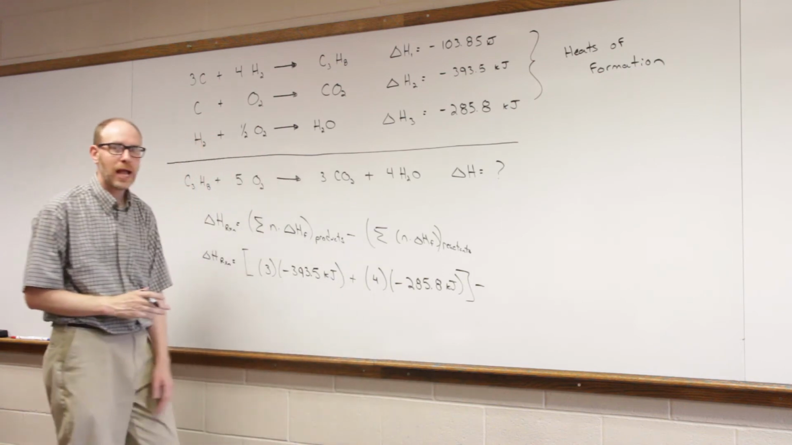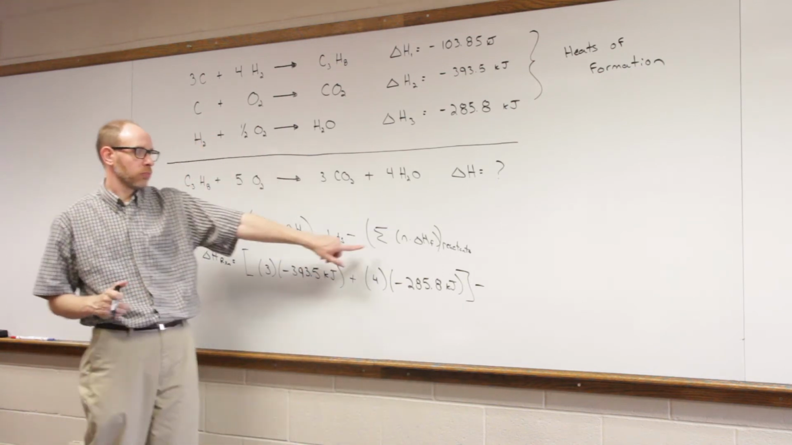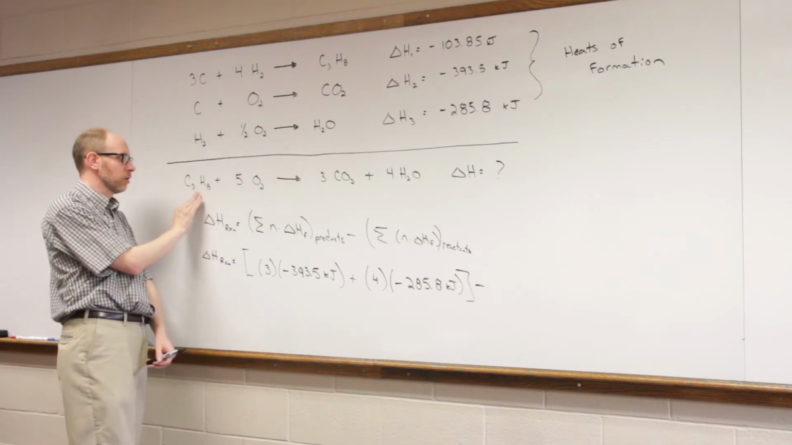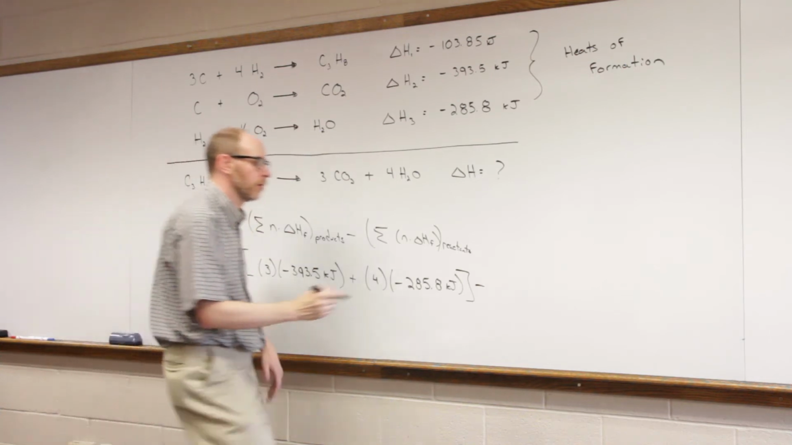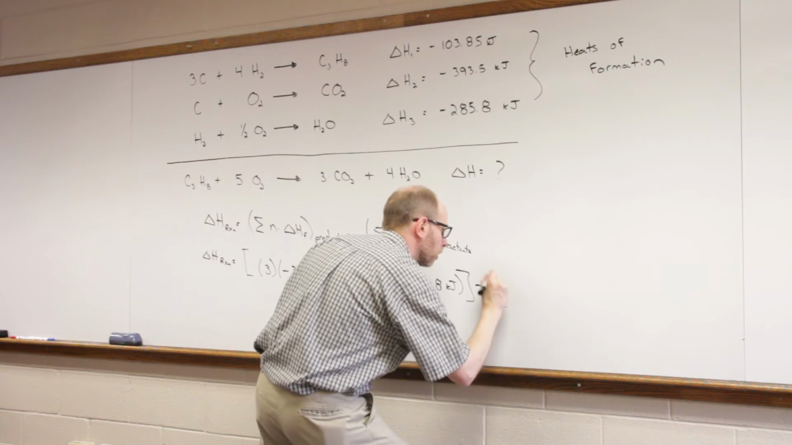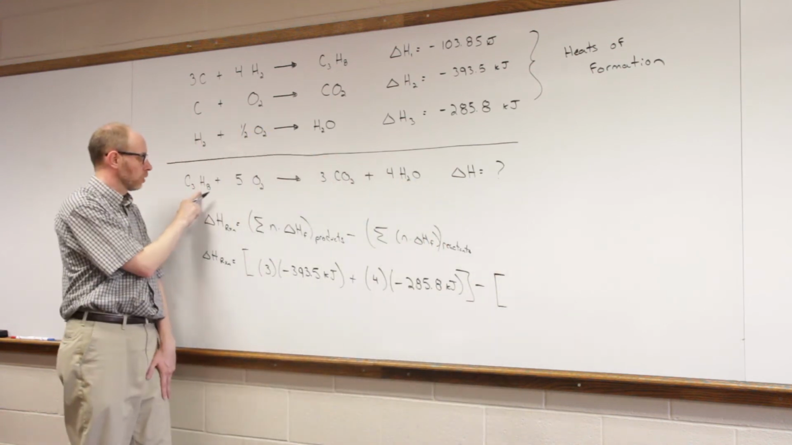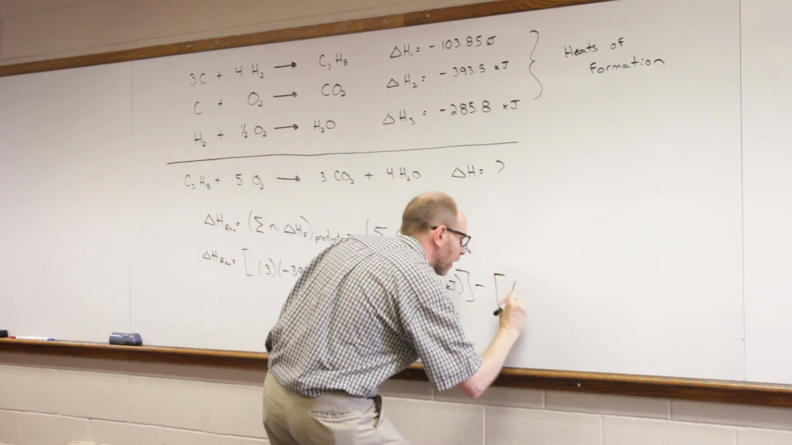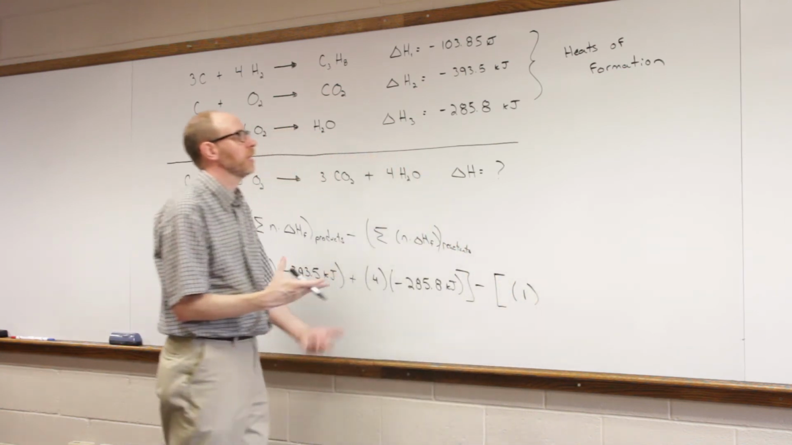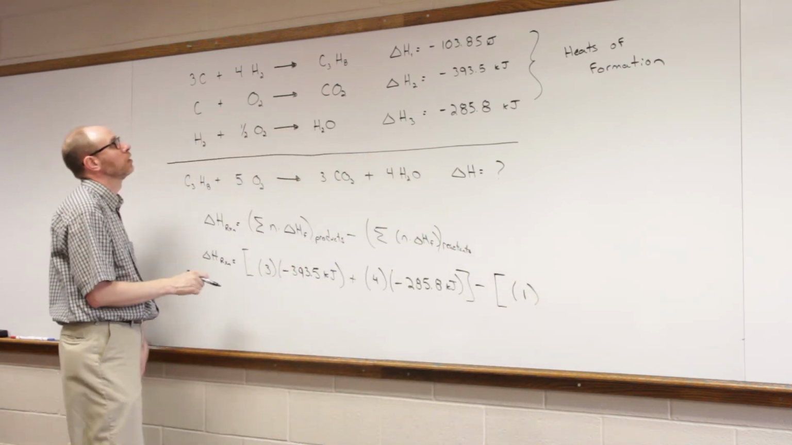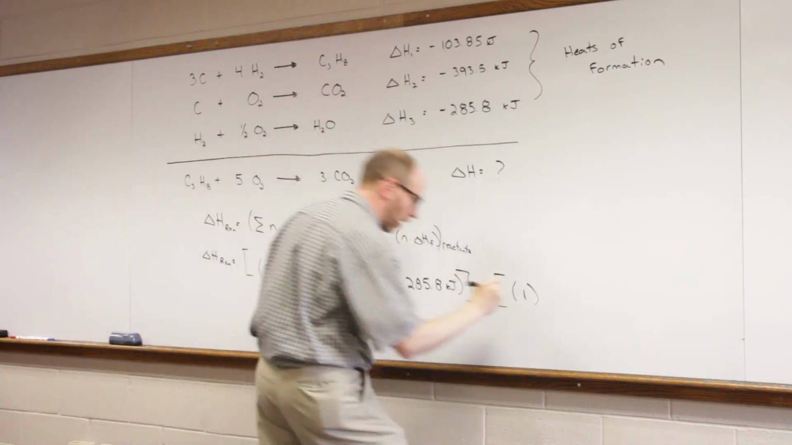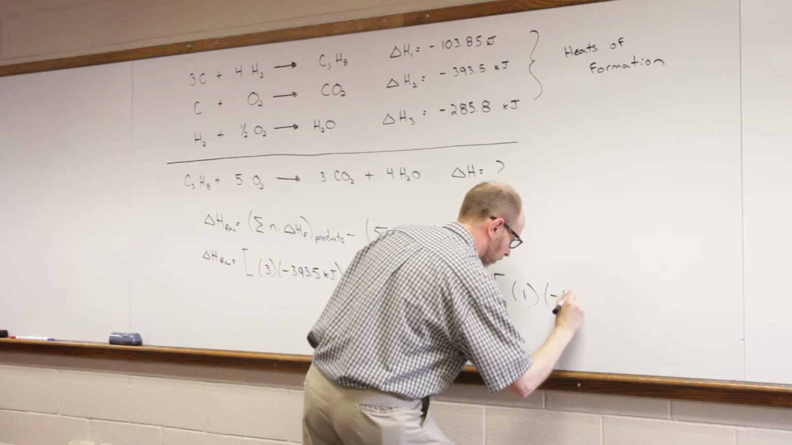And we're going to subtract from that the same thing, but for the reactants instead. What are our reactants? Propane and oxygen. So let's start with the propane. If we look at this reaction, we're looking at the combustion of 1 mole of propane. And so we have 1 times whatever the heat of formation for propane would be. So we find propane, minus 103.85 kilojoules.